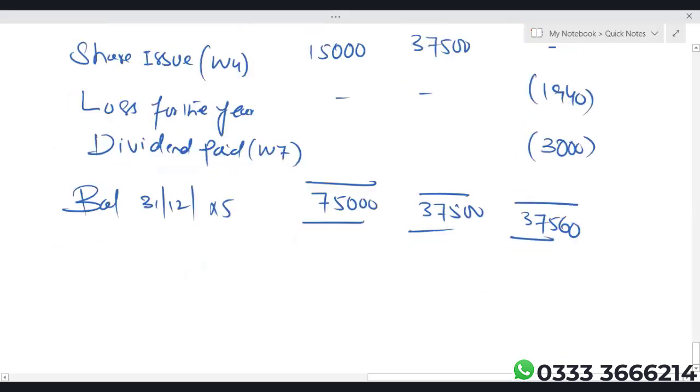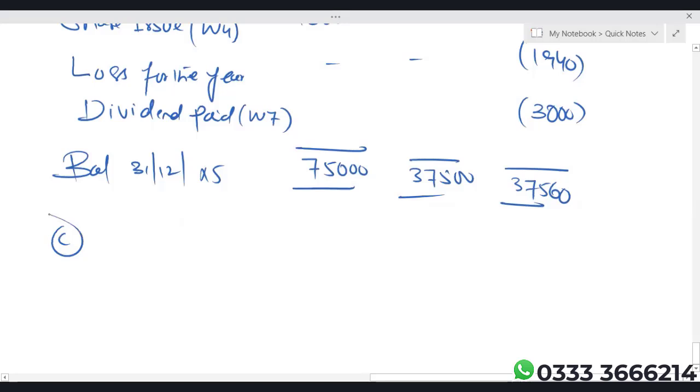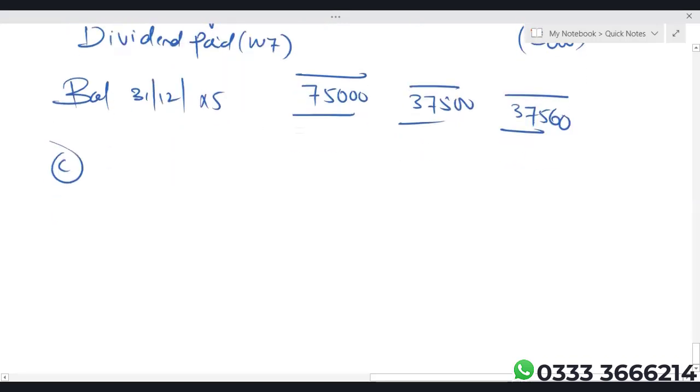Now let's go for requirement C, and we have to just prepare extracts of a statement of cash flows. I think we did discuss this point that the entire cash flow statement is not examinable, but extracts are examinable. Like in this question, the examiner has asked investing and financing activities only. So extract from the statement of cash flows for the year ended December X5.